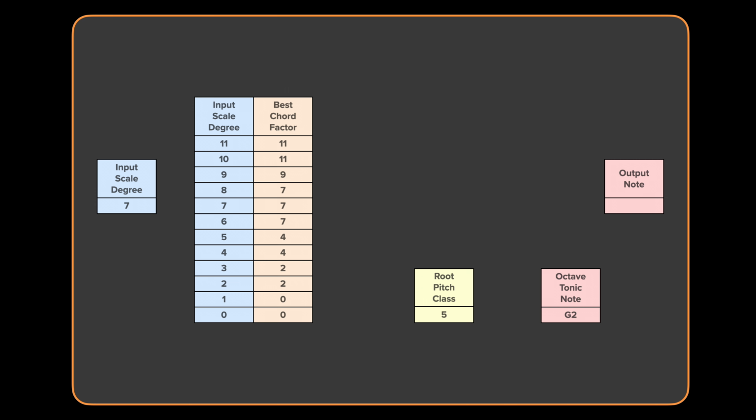All we have to do is look up the scale degree in the harmonization plan and find the associated chord factor. For scale degree 7, the best chord factor to play is 7. That is, the best note to play is 7 semitones above the root of the chord. I want to pause here for a moment of appreciation. We've just done something that's both subtle and magical.